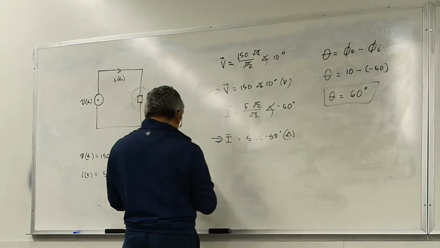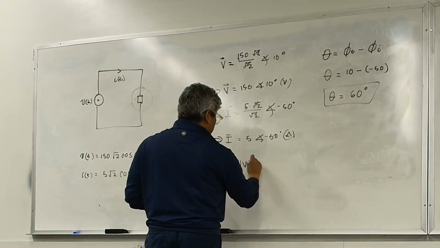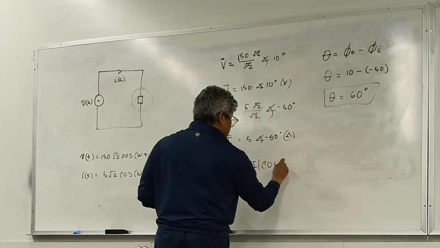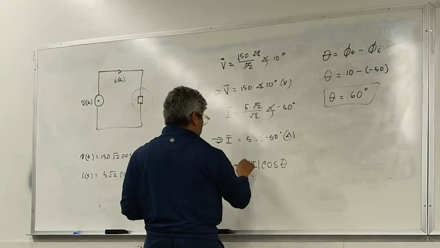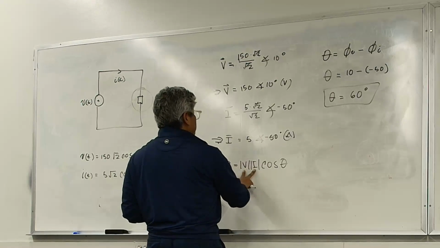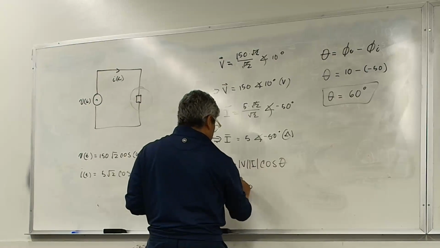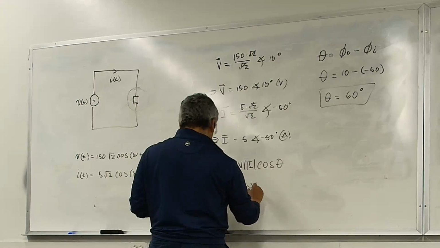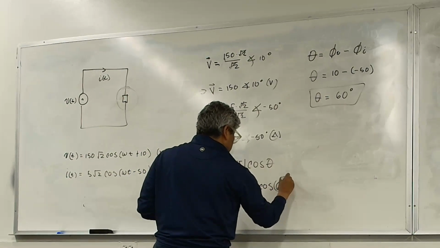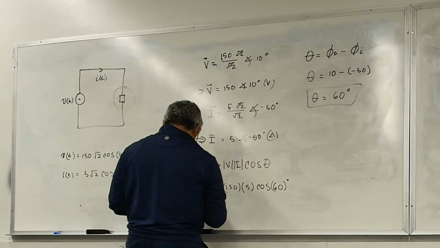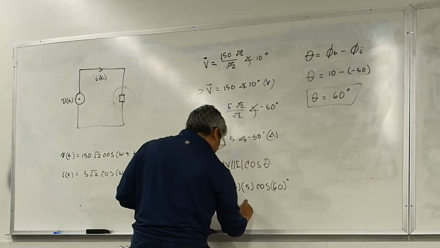Either way is fine. We can say P is equal to V magnitude times I magnitude times cosine theta. So in this case, P is equal to, remember, this is RMS, the magnitudes of the phasors, so 150 times 5 cosine 60 degrees. P gives me about 375 watts. Okay?